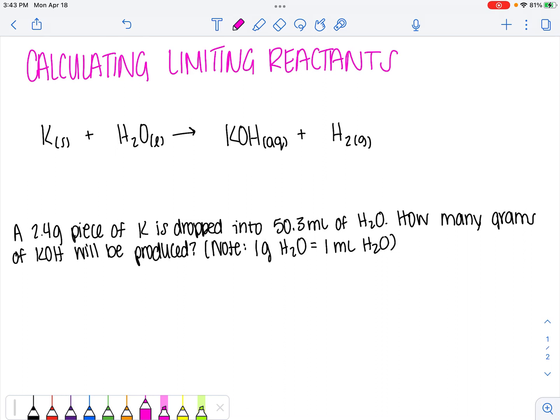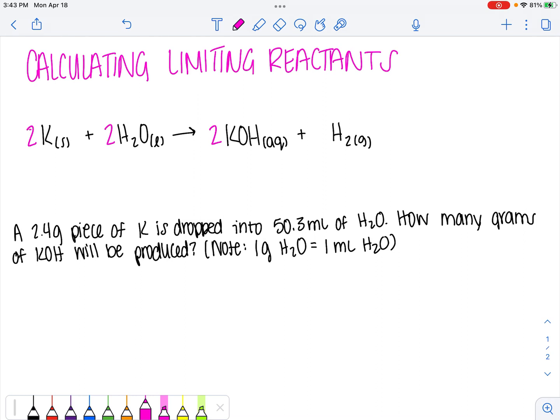So we have solid potassium reacting with liquid water, and when these two things react, they're going to produce potassium hydroxide and hydrogen gas. But if you look at this reaction equation here, it's not balanced as is. So we have to balance it as our first step to calculating the limiting reactant in this equation. So if you take a quick second to balance it, you should get 2 potassiums, 2 waters, 2 potassium hydroxides, and 1 hydrogen.